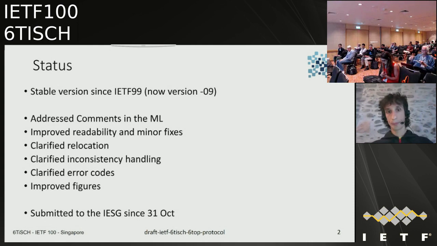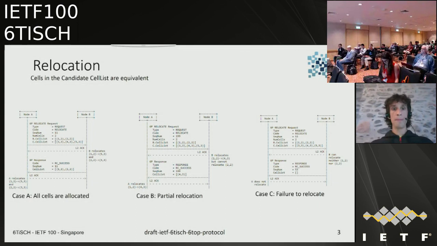Next slide, please. Yeah. So the first thing we did is we tried to clarify relocation. The important thing for relocation is that we submit this command, and with this command there are two lists. One is the cells that want to be relocated, and the other one is a candidate list. One thing that was not clear is that the cells in the candidate list are all equivalent. This means that any cell can be relocated to any of the candidate cells.